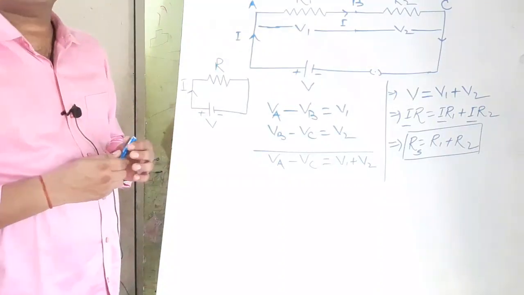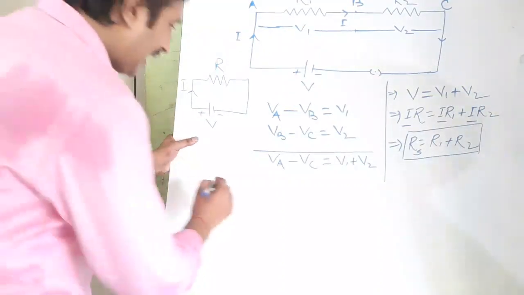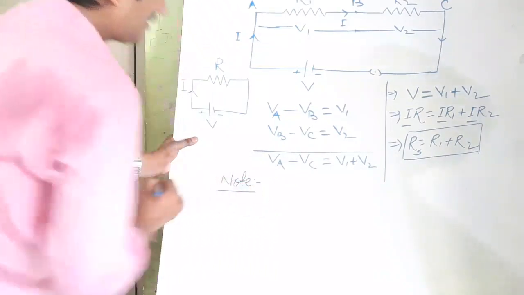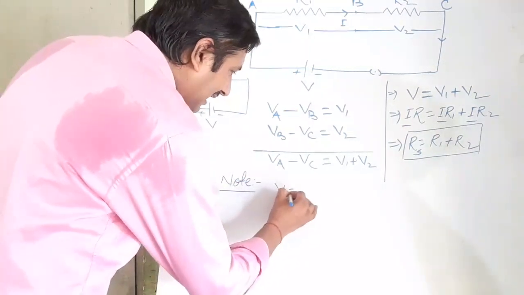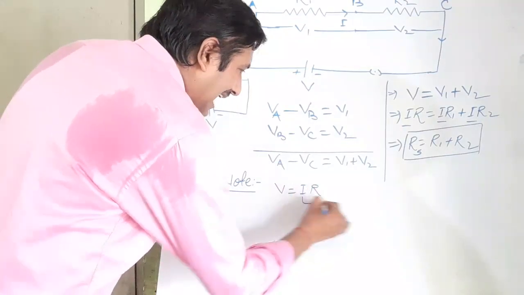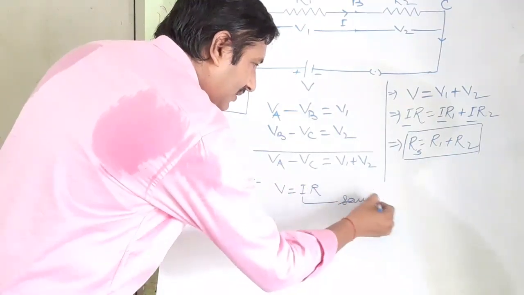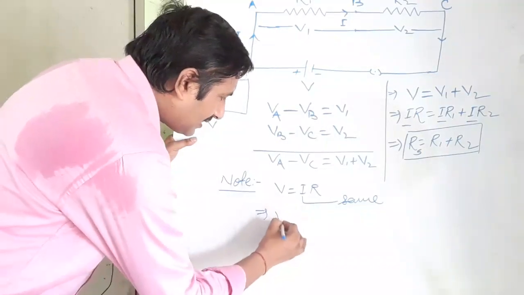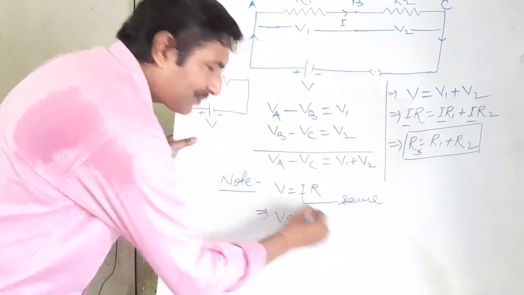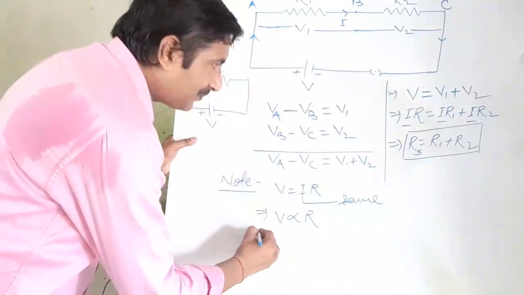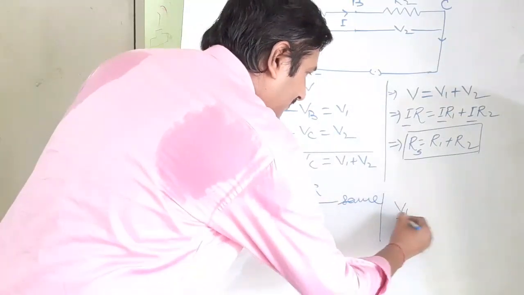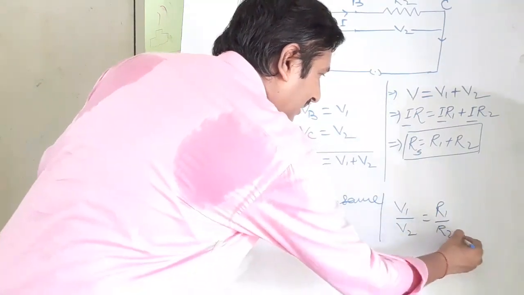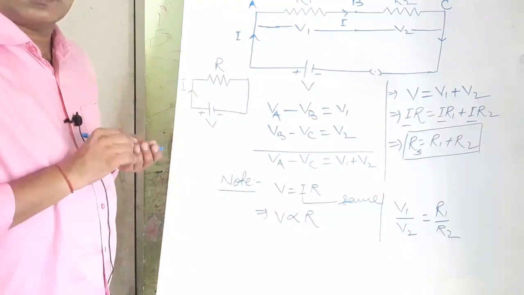the relationship between V1 and V2? So you have note. You know V is equal to IR and I is same across all the resistors. So V is directly proportional to R, and it will give you V1 by V2 is equal to R1 by R2. V1 by V2 is equal to R1 by R2.